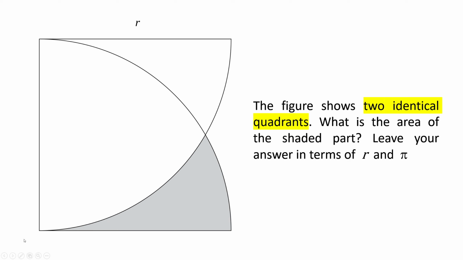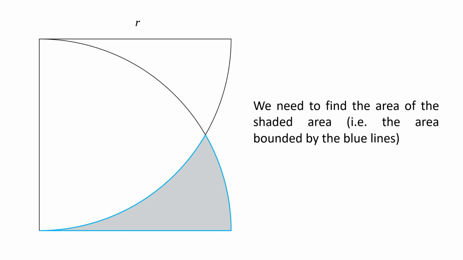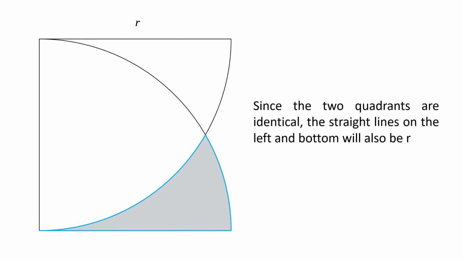There is the lower quadrant and there is the upper quadrant. We need to find the area of the shaded portion, that is, the area bounded by the blue lines. Since the two quadrants are identical, the straight lines on the left and the bottom will also be r.